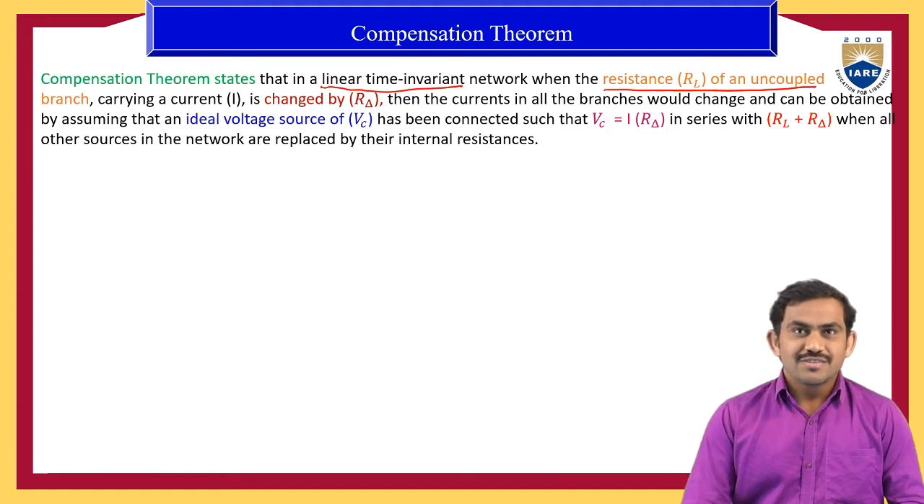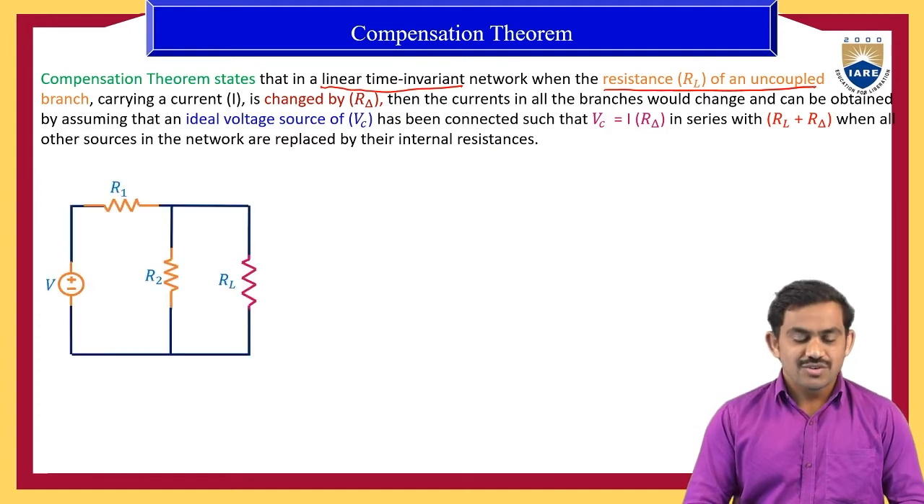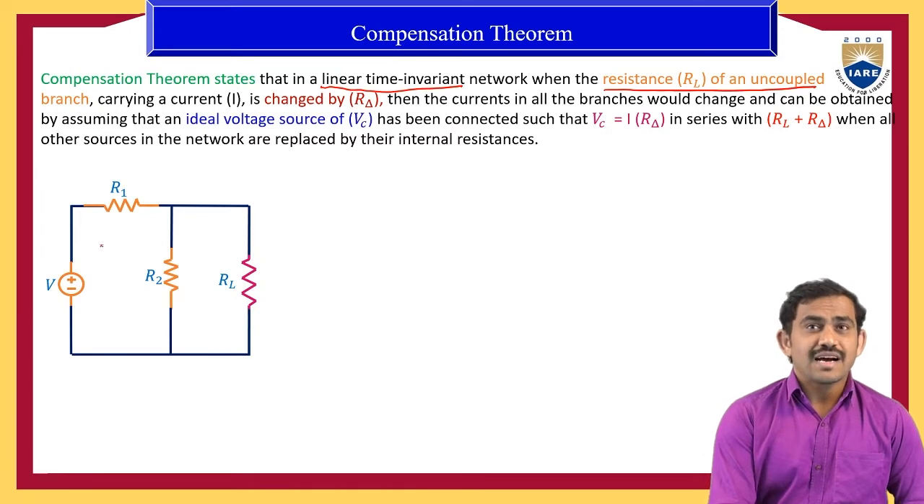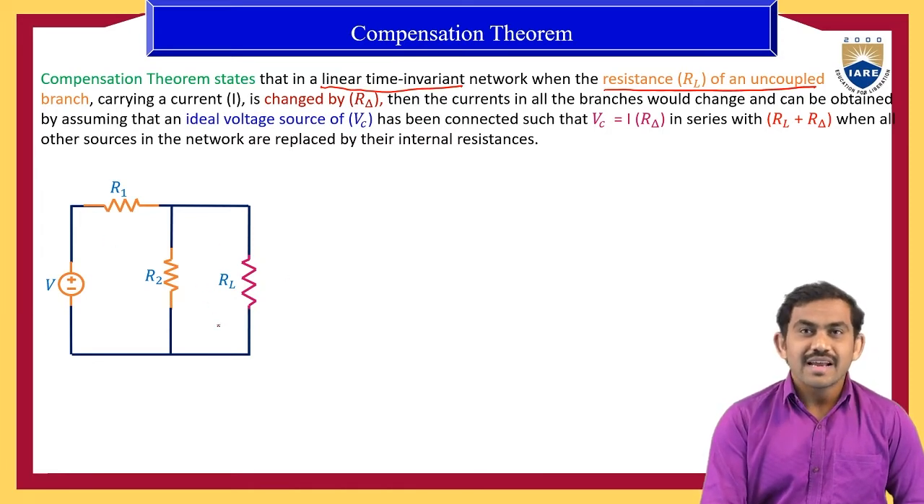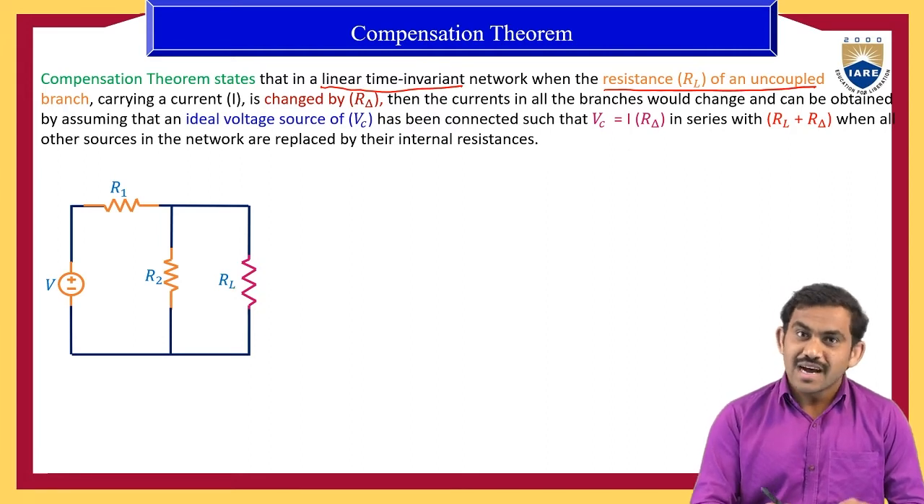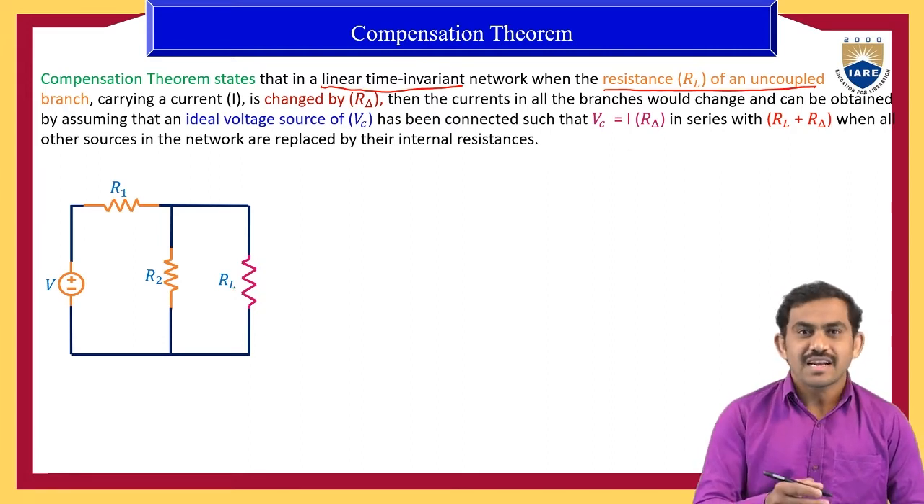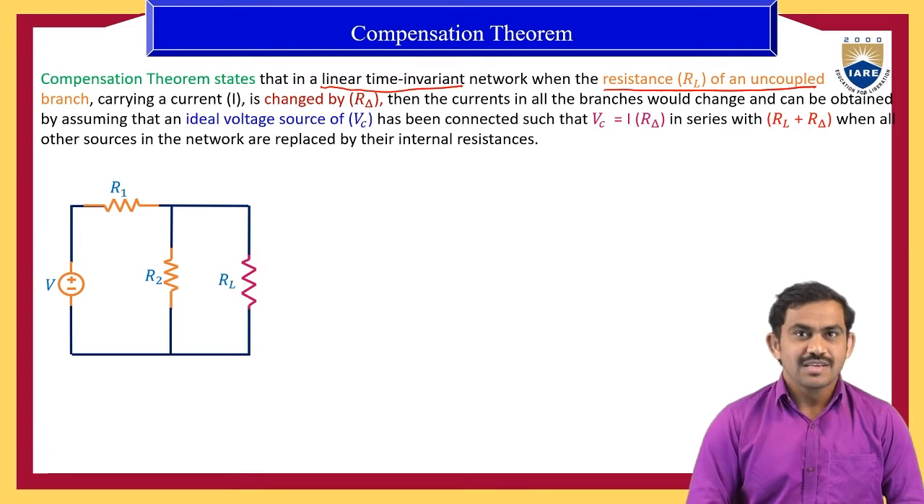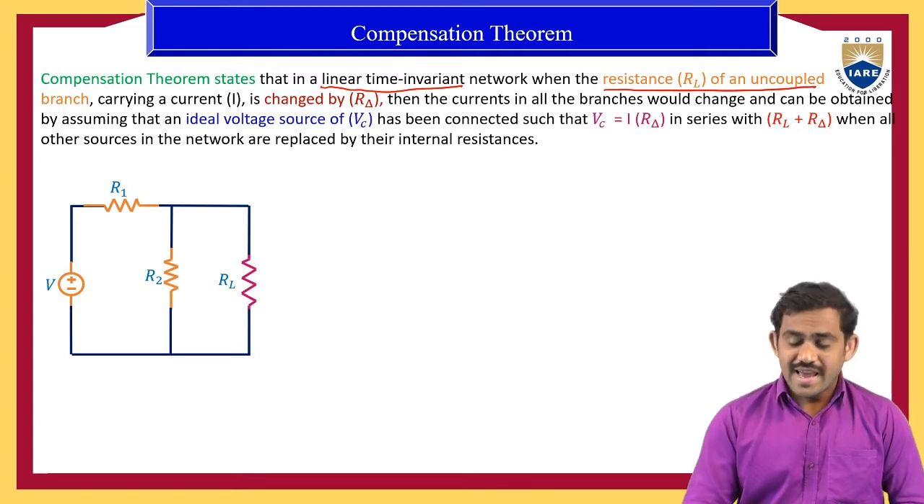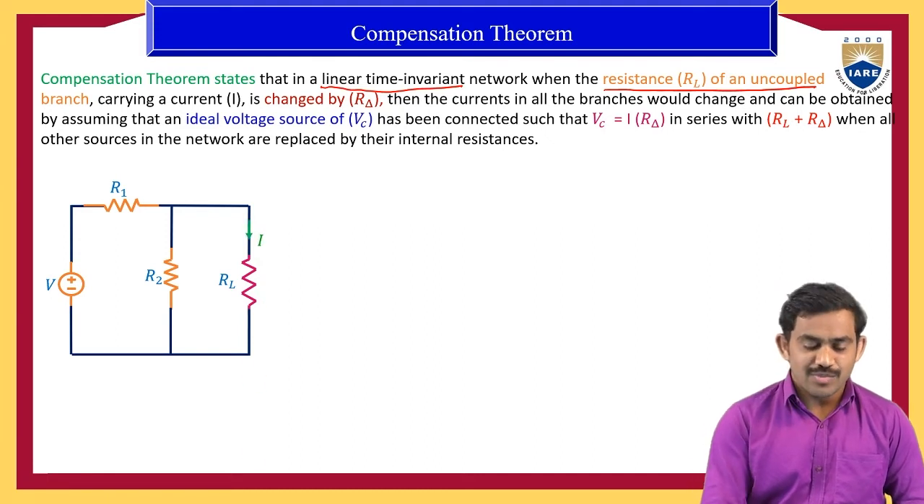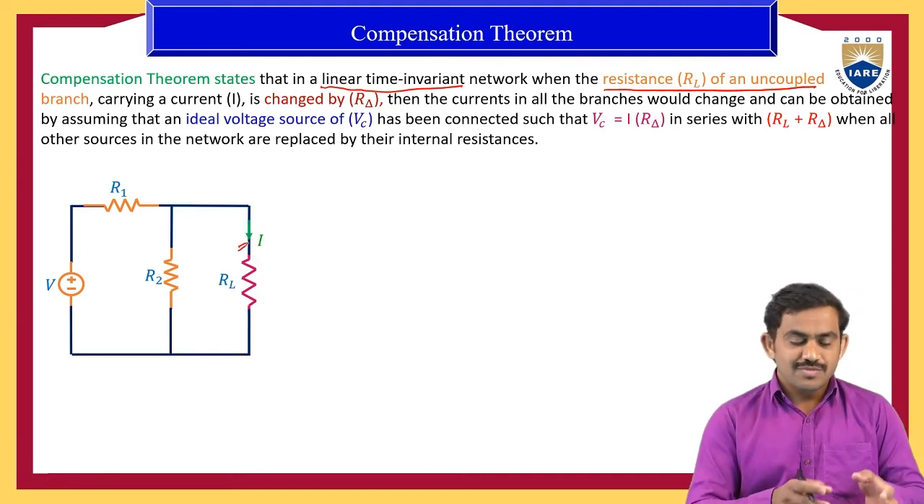I'm going to show you the circuit. Just observe that. So here, voltage source and R1, R2 and RL. So RL is the uncoupled branch. So your RL resistor is not coupled with another resistor or another source or another element. So that is an uncoupled branch. Okay. Here which current we have? So at RL, my current is suppose I.